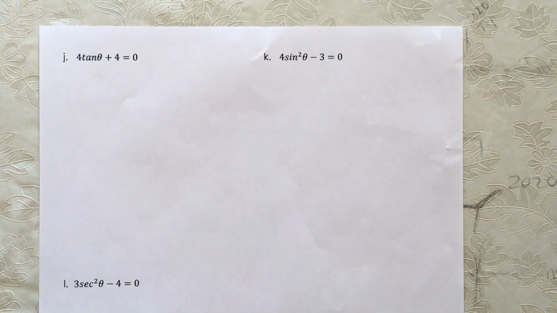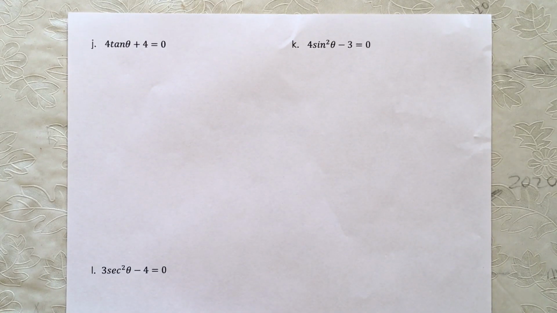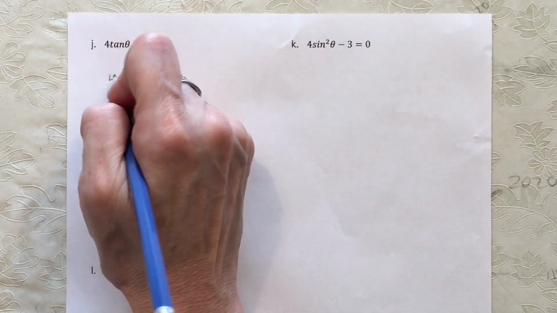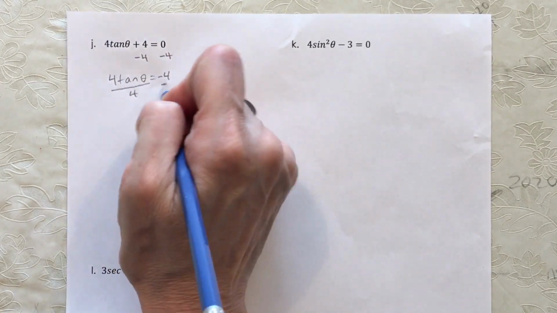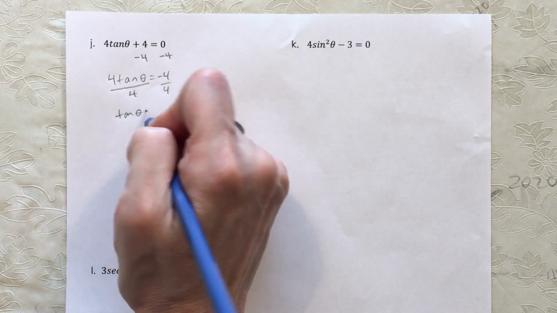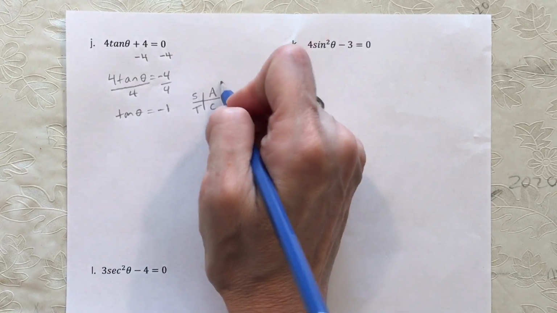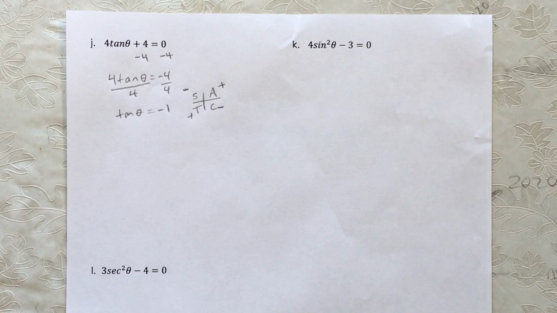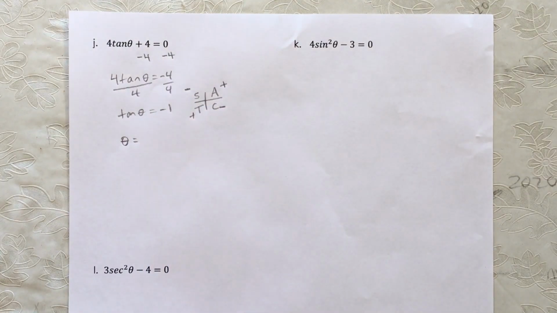Okay, so continuing on, got a few more to try here. 4 tan theta plus 4 equals 0. So subtract 4 on both sides. Divide both sides by 4, and we get tan theta is -1. CAST rule: tan is positive in the first and third, so it's negative in the second and fourth. And we want it to be -1, so we want the y value divided by the x value to give us -1.